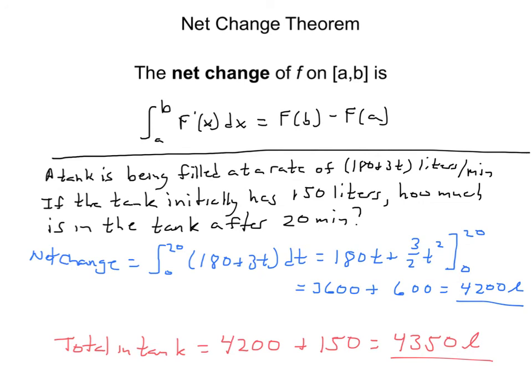Now, one of the things that always happens on the AP exam is they're going to give you something where they tell you what happens initially, and they're going to ask you to tell them what the result is after that 20 minutes. Well, the total amount in the tank is the 4,200 that we've added in 20 minutes, plus what we started out with, which was 150 liters. So our total amount in that tank after that time is 4,350 liters. Very often, one of the mistakes a lot of students make when they take the AP exam is they forget to add that initial amount into the problem to get the final answer.